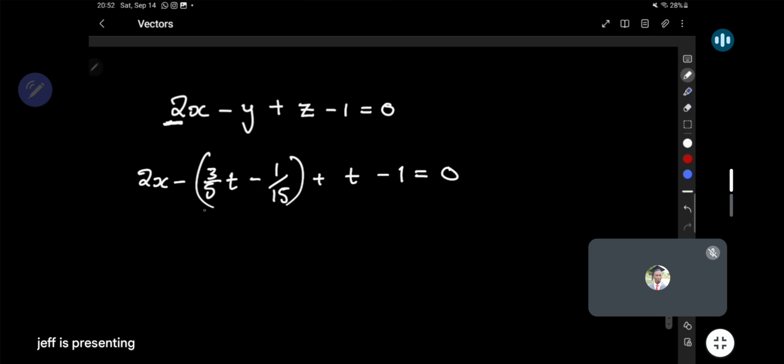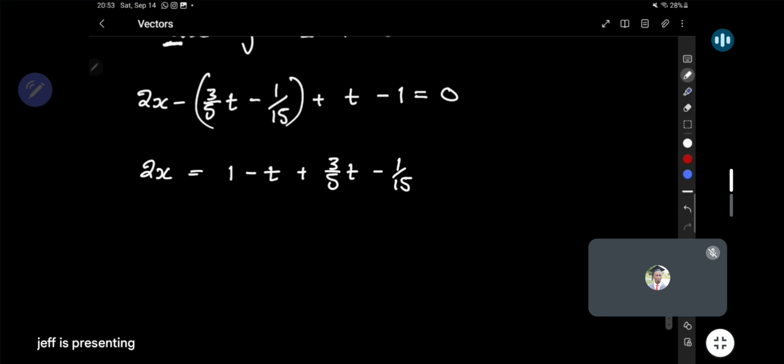So here we're just trying to make x the subject of the formula, so we'll keep it on the left. Everything else goes on the right. 1 will be positive, t will be negative. This whole thing will now be plus. The negative here will become positive as it goes to the right, to be 3 over 5t minus 1 over 15. Then of course now it's just a matter of grouping the like terms and simplifying. Of course you have to divide by 2 later on. So let's do that.